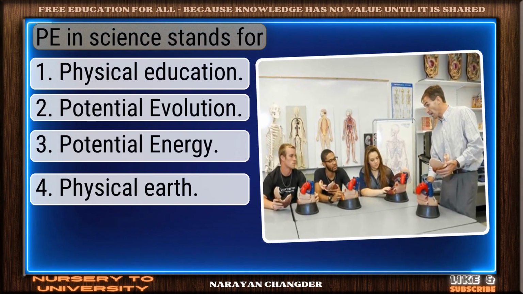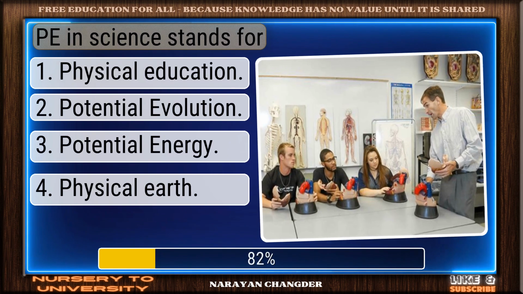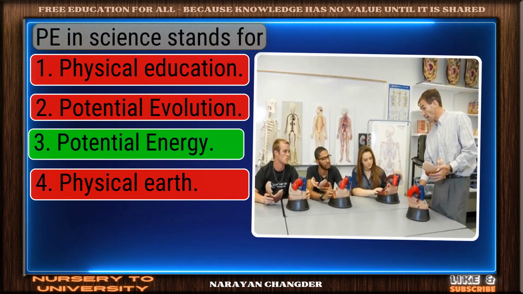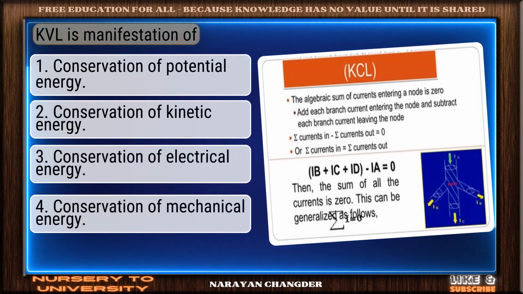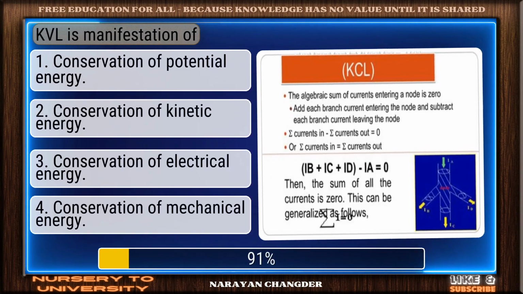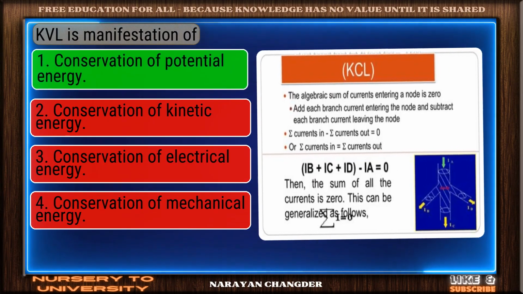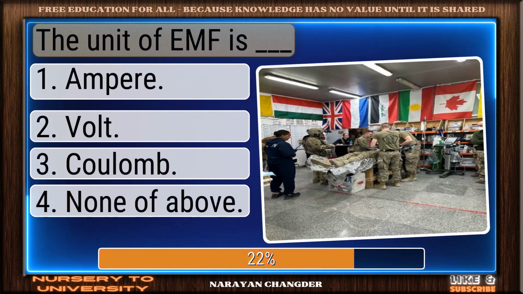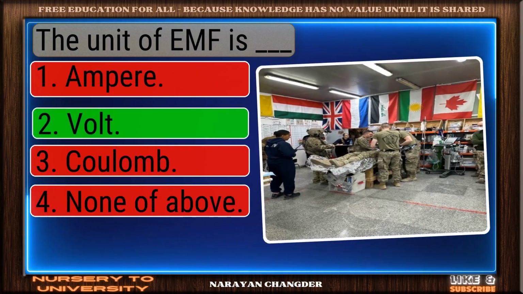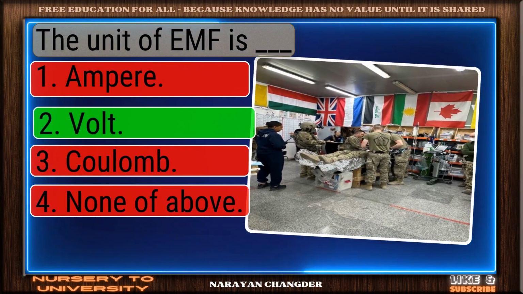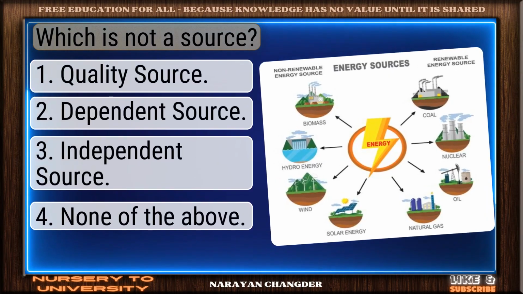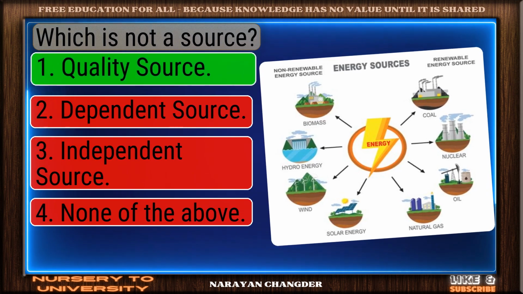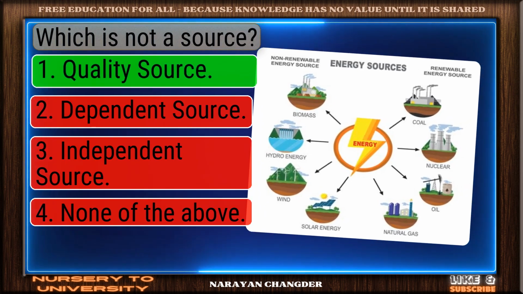P in science stands for. Well picked. Potential energy is the correct answer. KVL is manifestation of. Strong choice. Conservation of potential energy is the right answer. The unit of EMF is dash. Correct. Volt is the right answer. Which is not a source? Perfect. Quality source is the correct choice.